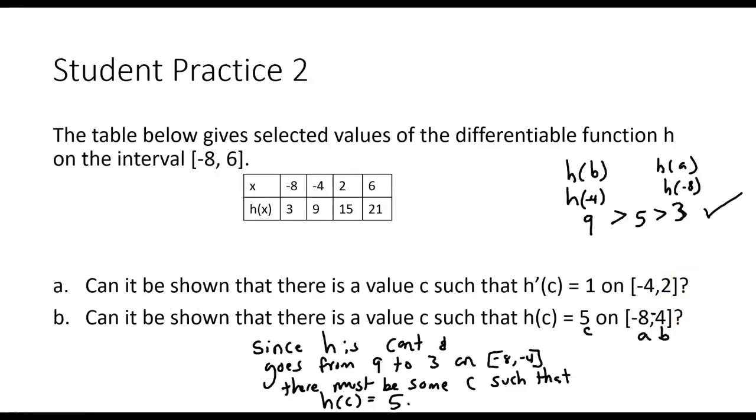So once again, since the function's differentiable, it has to be continuous. Then we identify our A's, B's, and C's. H of B is 9, H of A is 3, and we want to make sure that our C value is in between those, which it is, and then we make our statement. So since my function's continuous and it goes from a y value of 9 to a y value of 3 on the interval from negative 8 to 4, somewhere along the way it has to cross a y value of 5. So there has to be some C value such that when you plug it into your function you get a y value of 5.